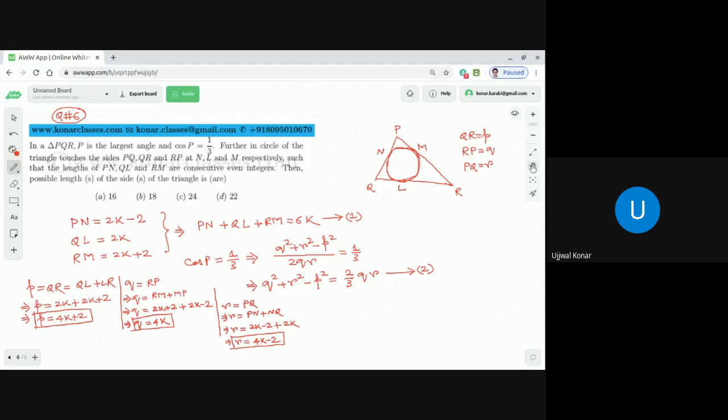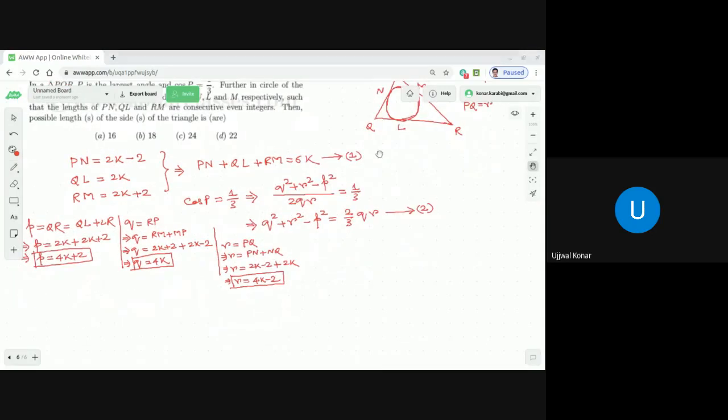Now, whatever we got in equation 2, dear students, that Q square plus R square minus P square is equal to 2 by 3 into QR, we are going to apply it here. Let me use a different color so that you can follow. So from 2, what are we going to get, dear students? 3 into Q square plus R square minus P square.